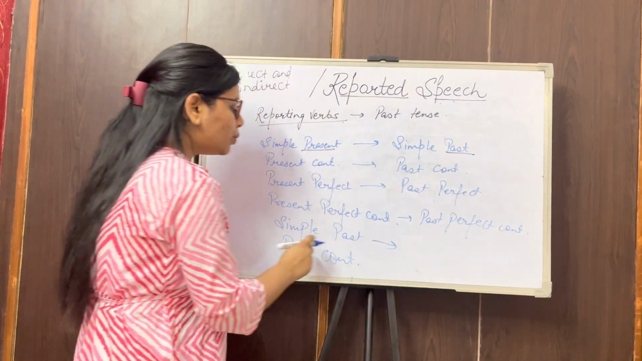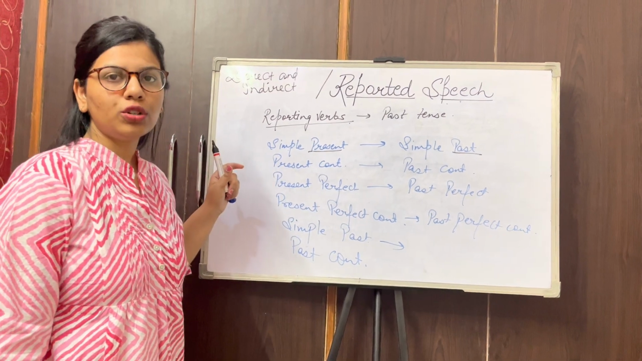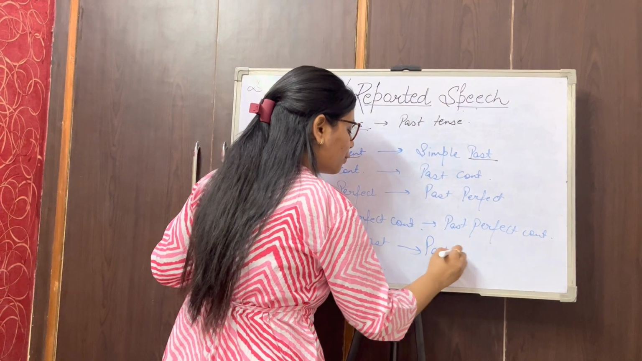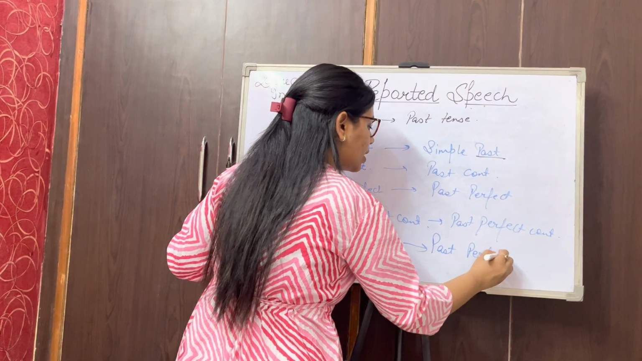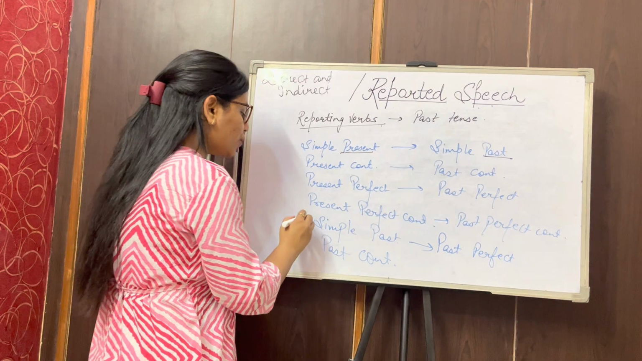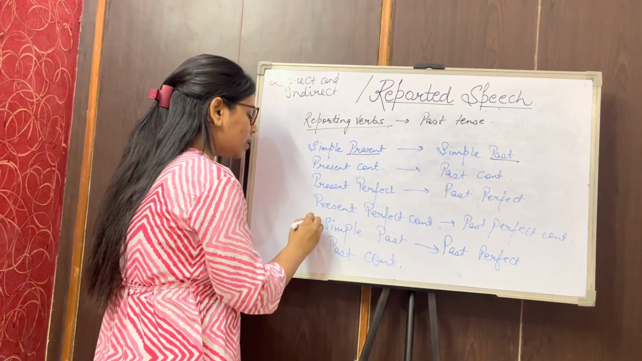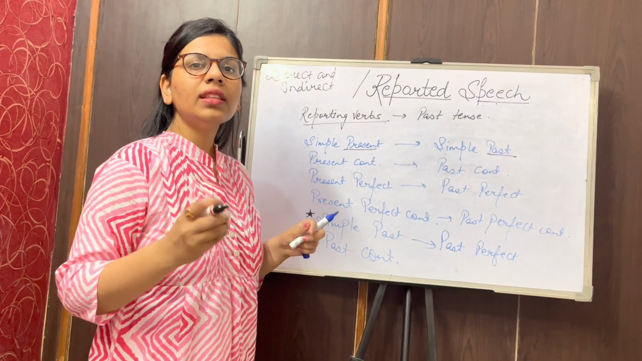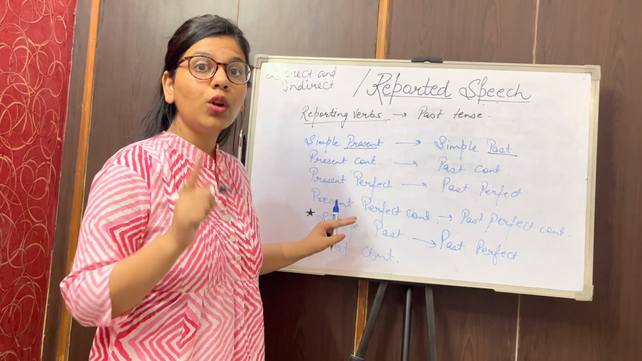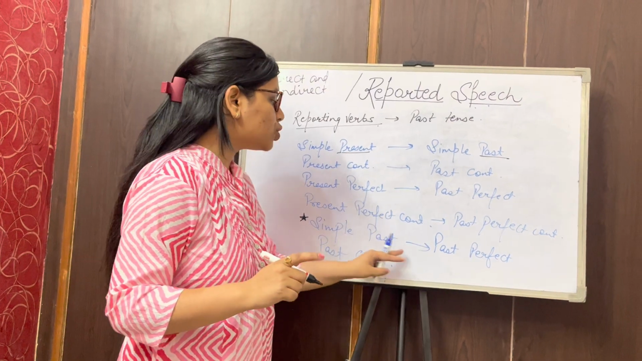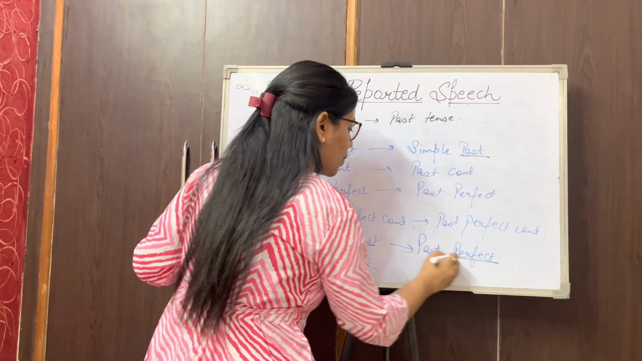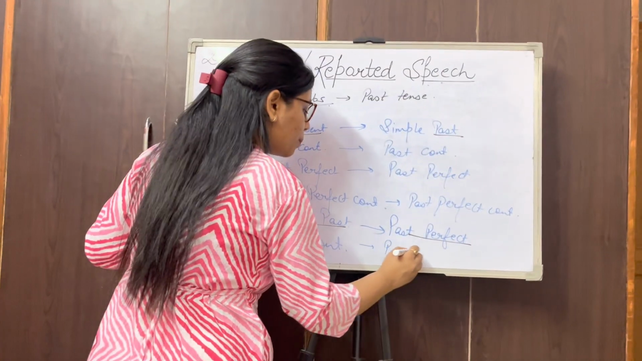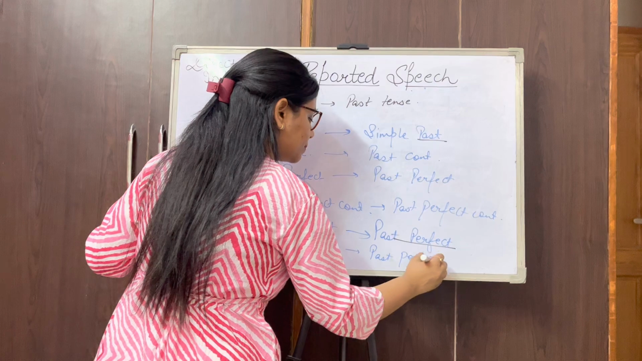Now, what will simple past change into? It will change into past perfect. This is very important. Students make a lot of mistakes here. They think that, oh my god, it is already in past tense and they write as it is. They think that they do not need to change anything here, which is wrong. Simple past will change to past perfect. And similarly, past continuous will change to past perfect continuous.